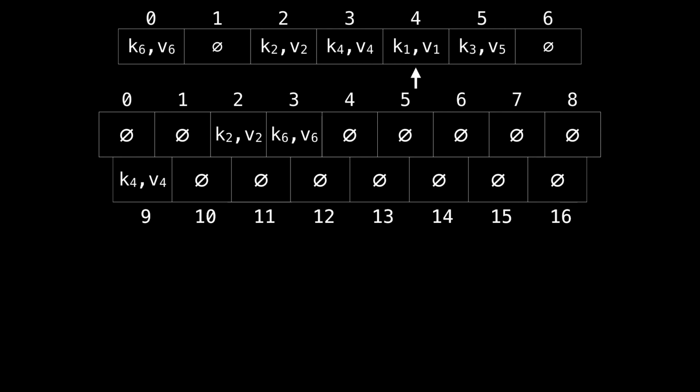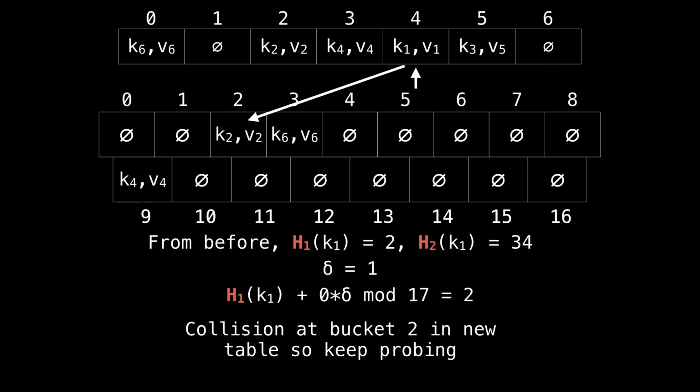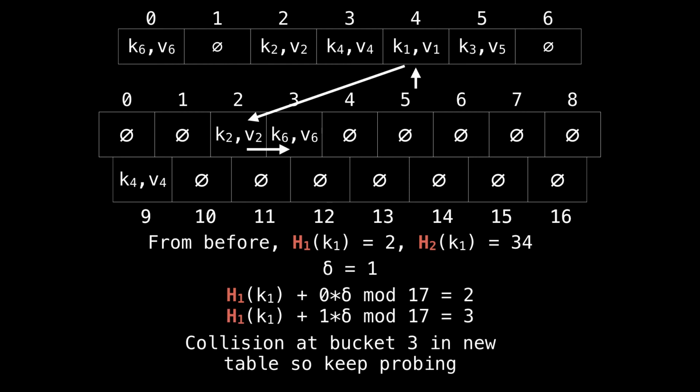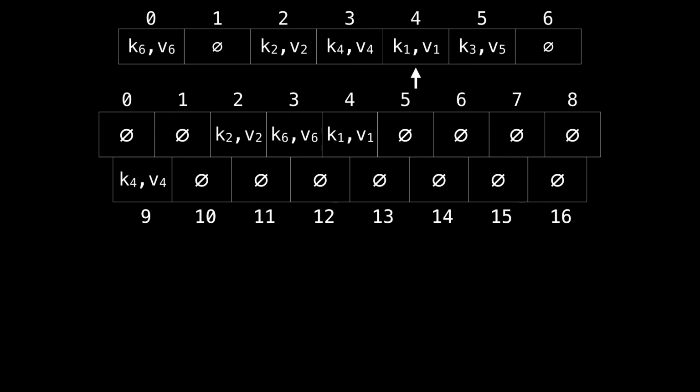Next one, insert k1. Suppose h1 of k1 is 2 and h2 of k1 is 34. Then compute delta, and that gives us 0. So when delta is 0, set it to be 1. So now h1 of k1 plus 0 times delta gives us 2. So there's a collision there, so we need to keep probing. So now compute the offset at 1 times delta. There's still a collision. Keep incrementing the x value. So now 2 times delta, which is 4, and we found a free slot. So insert that key value pair there.